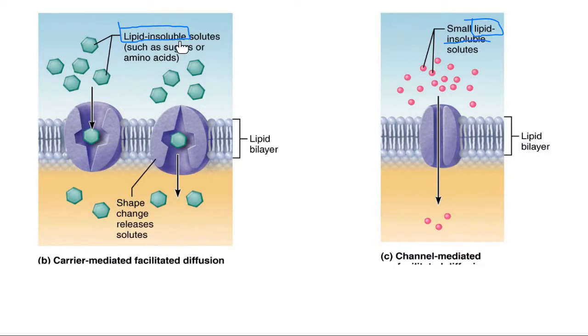Now, we see the two types of proteins that are used to move things across the membrane in our picture here. I've got carrier proteins and I've got channel proteins. Can you help me out in the chat? What makes a carrier protein different from a channel protein? How is a carrier protein different?